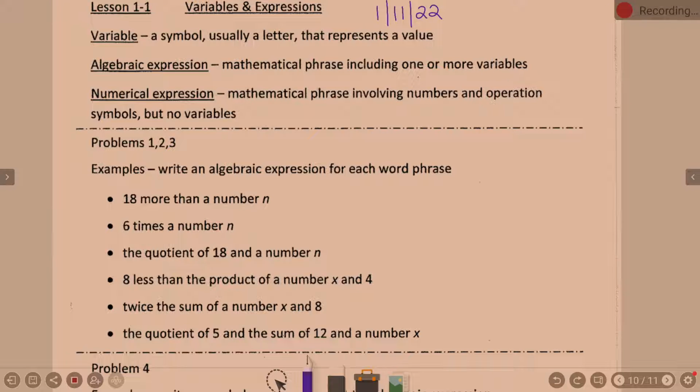Okay, lesson 1-1 is just variables and expressions. It goes back to a lot of the basics. Officially, variables and expressions, you would have even heard these words before you got to Algebra 1, but definitely in Algebra 1 now. So variable, a symbol. Usually when we think of variables, we think of letters, right? Those are ABCs. So a symbol, usually a letter that represents a value.